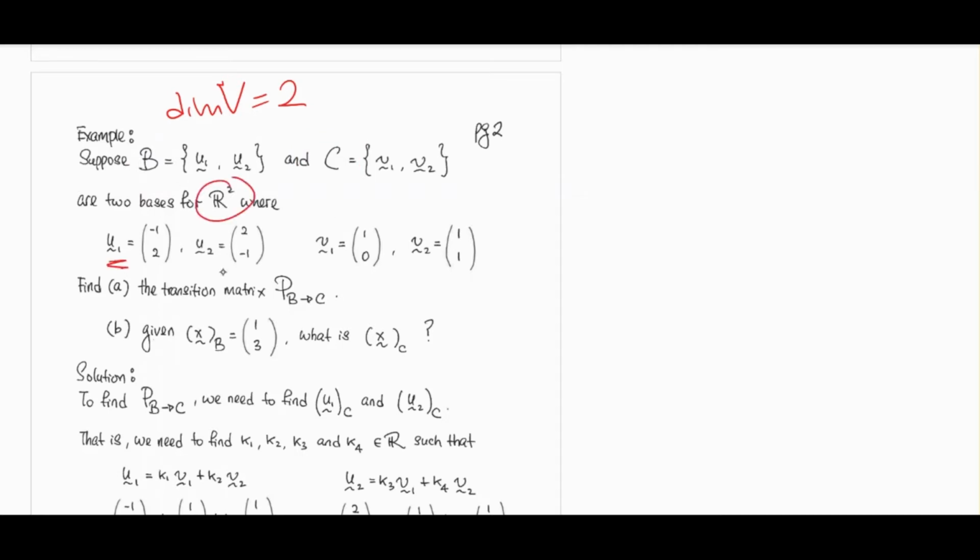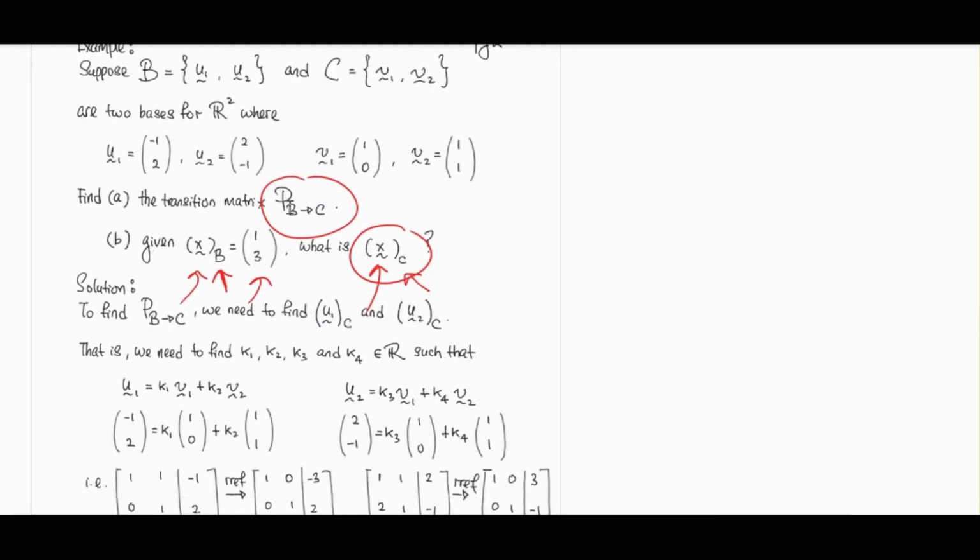So U1 is like this, U2 is like this, V1 is like this, V2 is like this. As you can see, none of them are standard bases, but those are bases for R2. So how do we construct this transition matrix from B to C? And also, given a vector x with the coordinates relative to basis B being 1, 3, what are the coordinates of this vector x relative to this basis C?